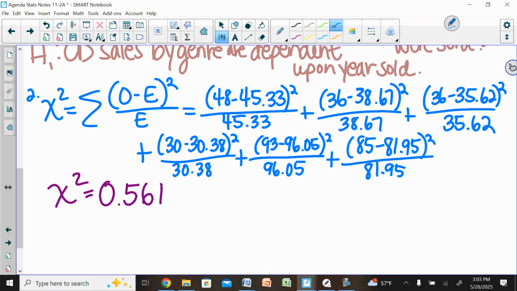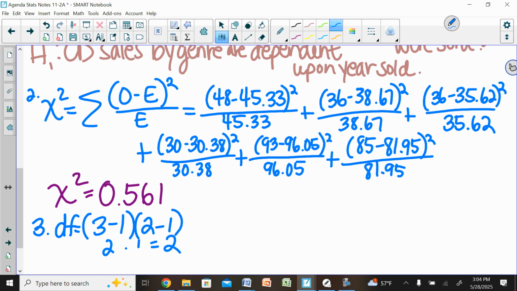So in step 3, I need to go to my DF, or to my chi-square table. My DF, I've got 3 rows. I've got R&B, country, and rock. And I've got 2 columns, 2023 and 2024. So 2 times 1 equals 2. So I'm going to go to a DF of 2. I'm going to search for a 0.561. And it looks to me like P is greater than 0.10. It's going to fall off the left side of our table.